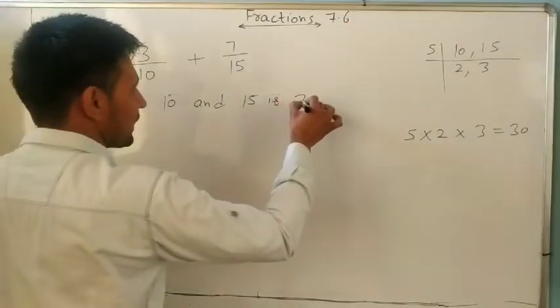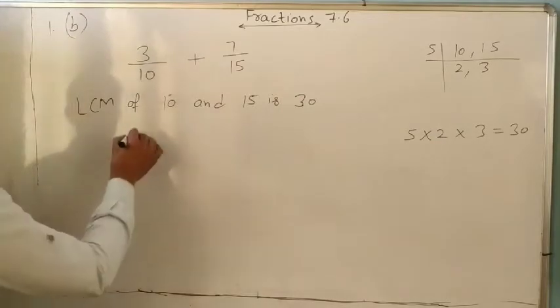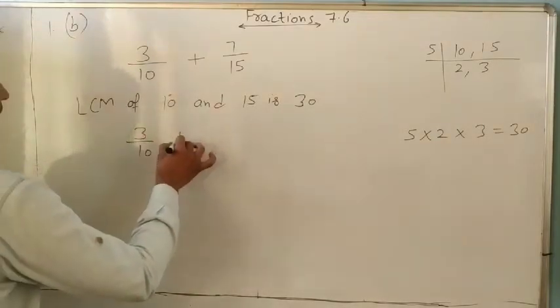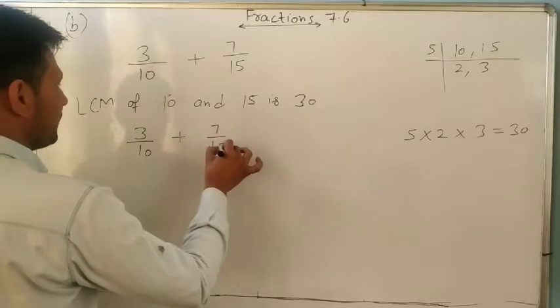We will divide these two numbers by a number which can divide both. By 2 we can divide only 10, 15 is not dividing. So 5, 2 and 5, 3. Can we divide further? No. So the LCM is 5 into 2 into 3. 5 into 2 is 10, 10 into 3 is 30. LCM is 30. So 3 by 10 plus 7 upon 15.